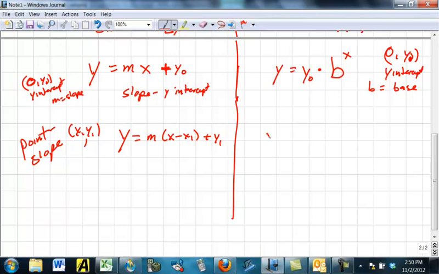We can do a very similar thing. We can have a point-base formula. Okay, so this one in the front, instead of becoming y0, just becomes y1, and the power is x minus x1. Let's check it out. Notice that if you put in x1 for x, you get x1 minus x1 is 0 for the power. b to the 0 power is 1, times y1 is y1. So sure enough, it goes through the point (x1, y1), and then the base b is still how much we multiply each time to get the next one.